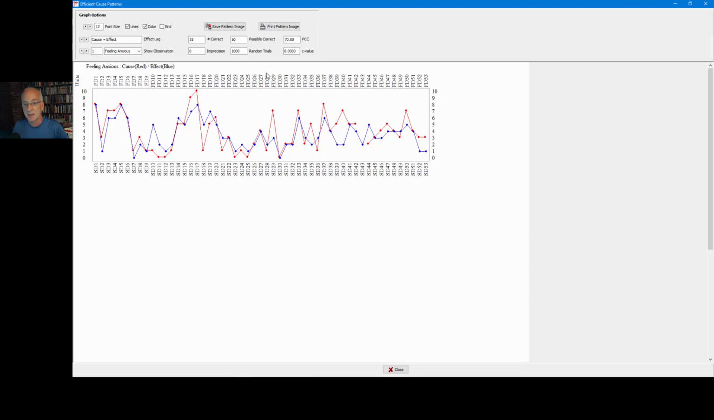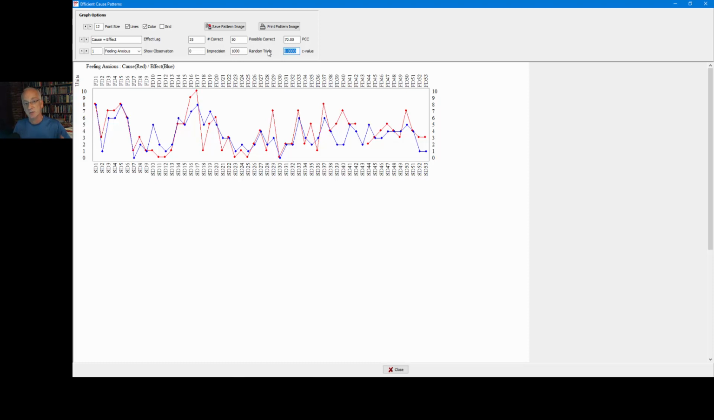Now we get a PCC to go along with that. That's your percent correct classifications index. That ranges from 0 to 100. 100 would indicate a perfect match between the two patterns in terms of their relative changes over the 53 days. Here, 70% seems like a reasonably high number, especially for 53 days' worth of ratings. We also get a chance value, and here it's less than 0.0001.